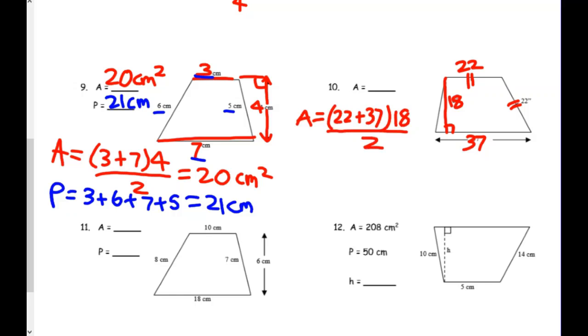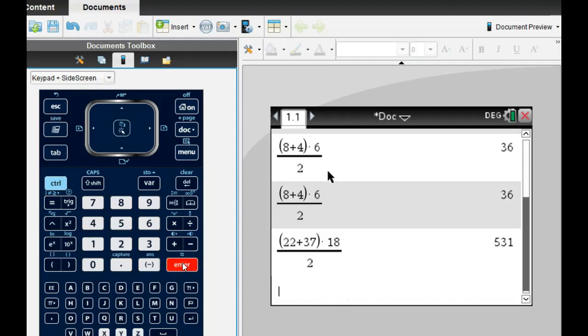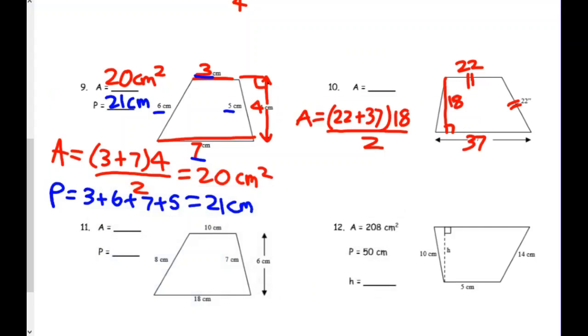So let's type that in the calculator. 22 plus 37 times 18 divided by 2. 531. 531 inches squared. Okay? Kind of weird? Is what it is.